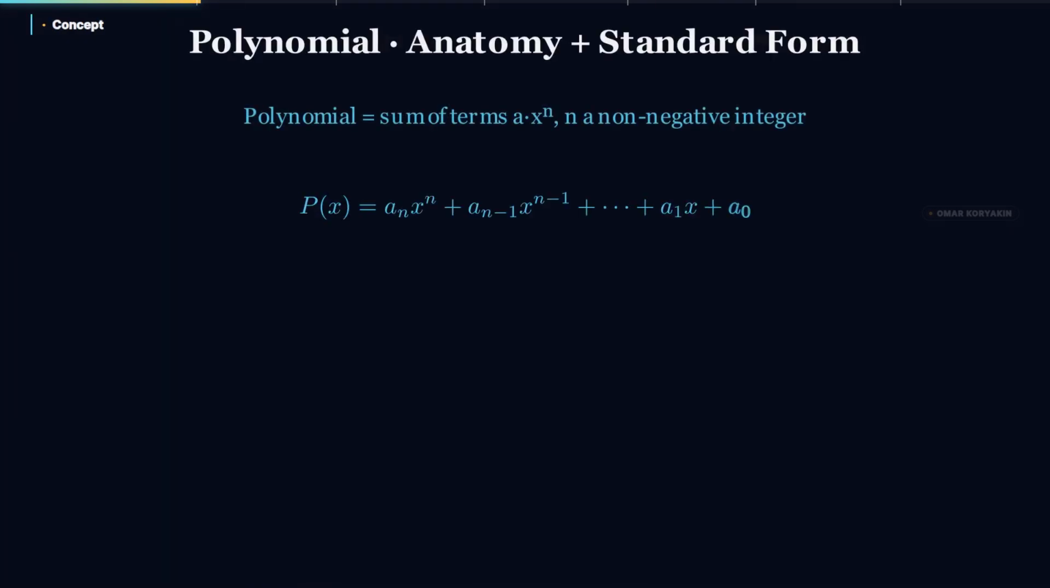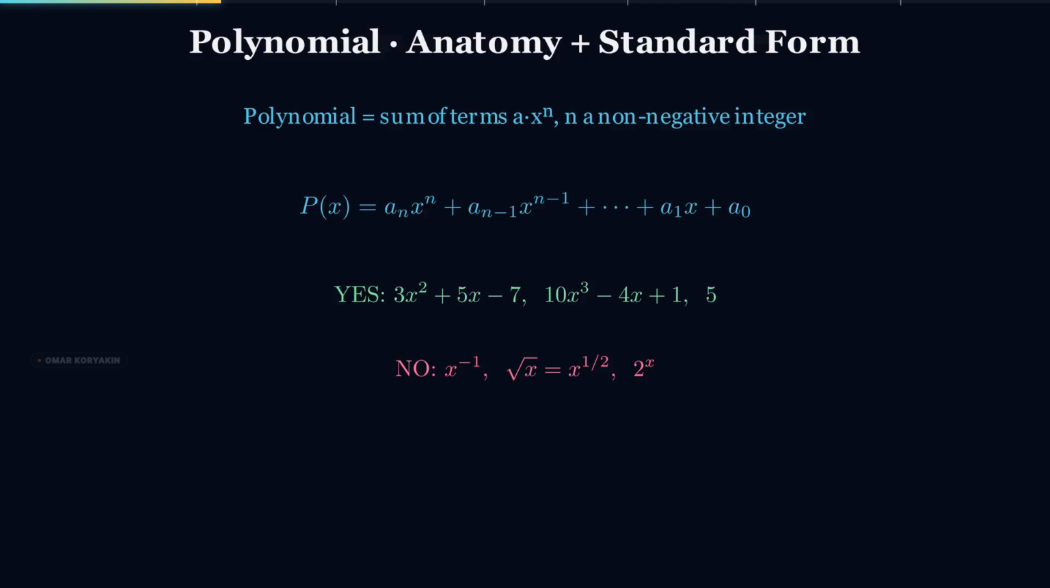A polynomial in one variable x is a finite sum of terms, where each term has the form a sub n times x raised to a non-negative integer n. The sequence of coefficients a sub 0, a sub 1, a sub 2, and so on may include zeros, but the exponents must be non-negative integers without exception.